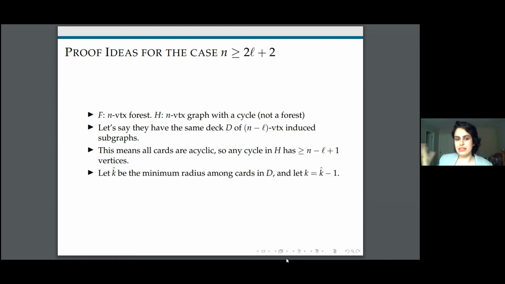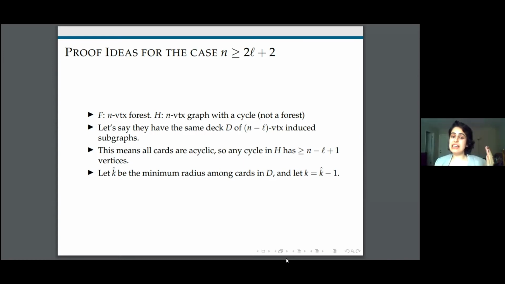We call that deck D. Then, because we were assuming they share a deck and F is a forest, that means none of the decks are going to have cycles in them either, because they are all subgraphs of the forest. So all the cards have to be acyclic, and also any cycle in H has to be too big to fit in a card, meaning any cycle has to have at least n minus L plus 1 vertices.